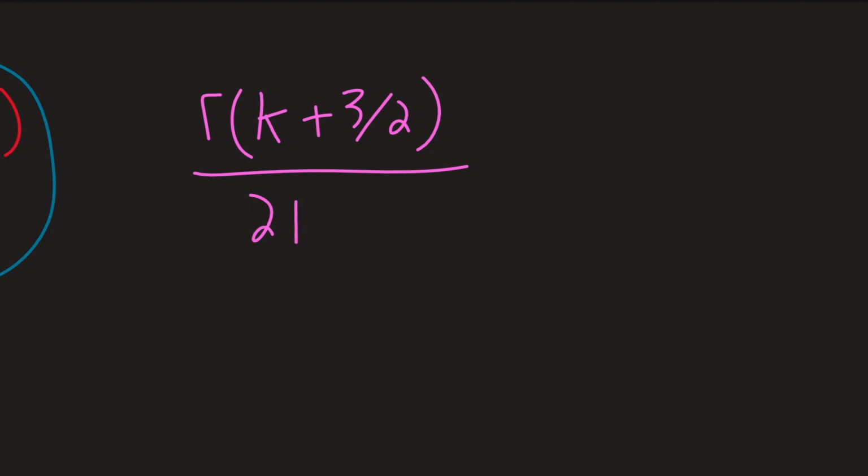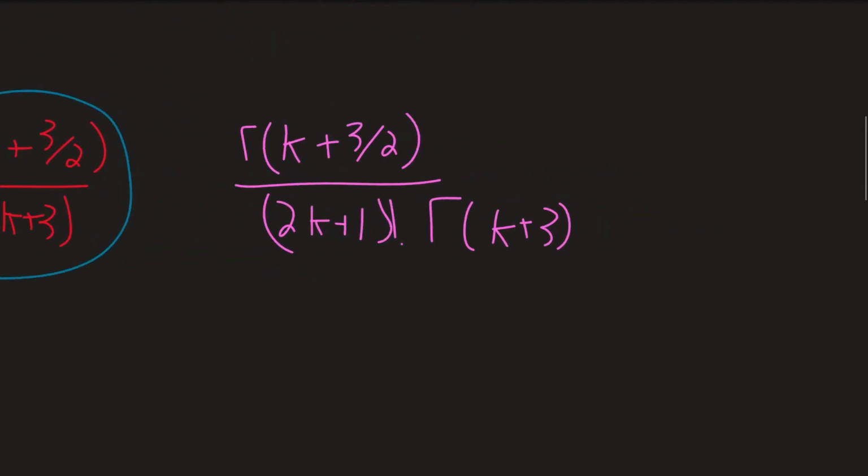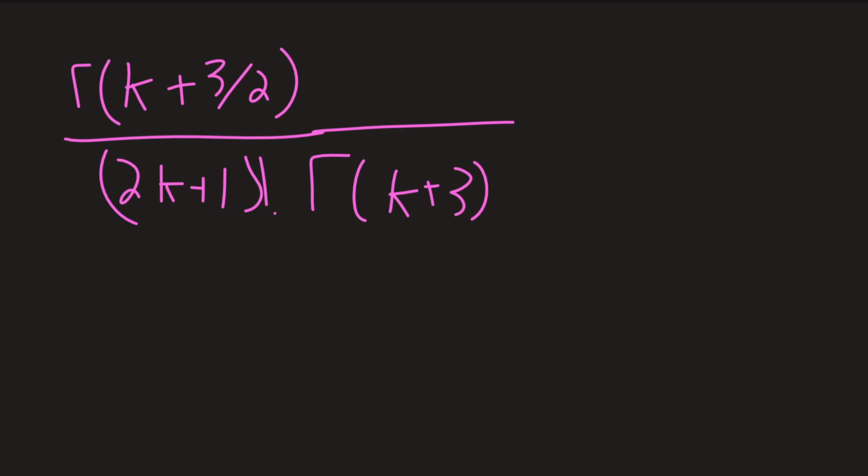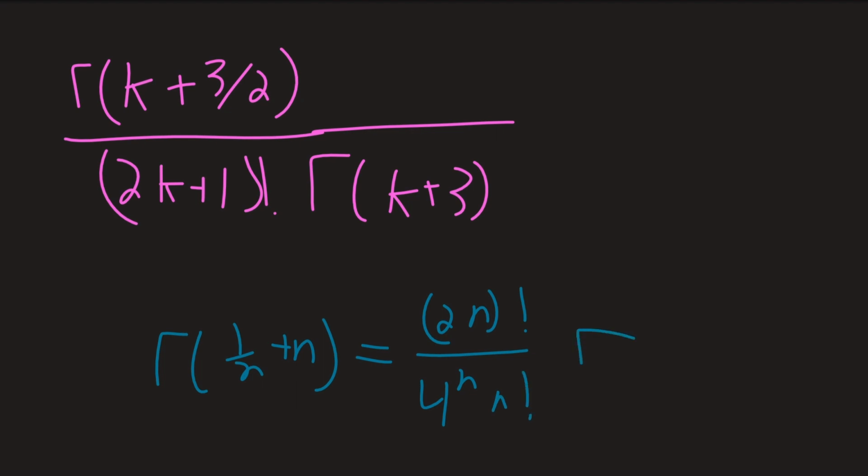So what we have is a to the k plus 3 halves, a gamma of k plus 3 halves over 2k plus 1 factorial, and then we also have a gamma of k plus 3 in the denominator. I did get that right. That's good. So the identity that we're going to be making use of here involves the gamma function, namely gamma of 1/2 plus n is equal to 2n factorial divided by 4 to the n times n factorial times the square root of pi. And on the surface, this really doesn't seem like it would be helpful.